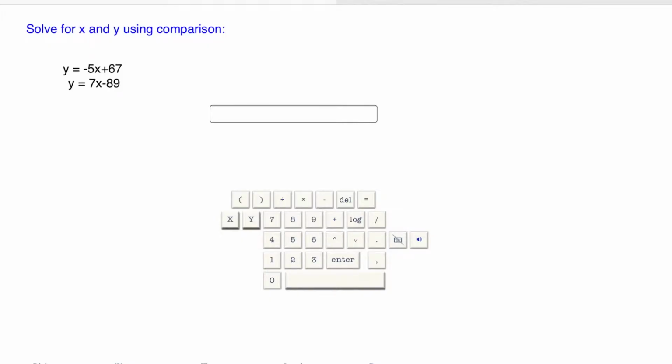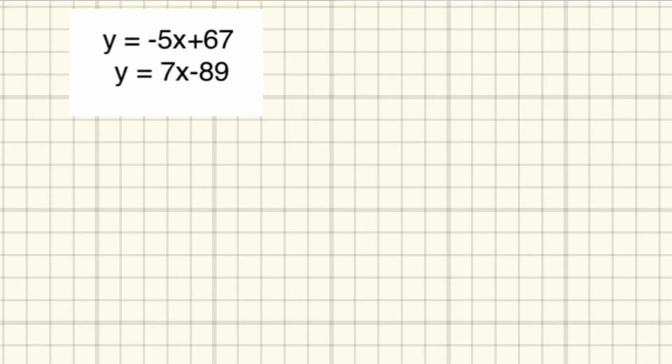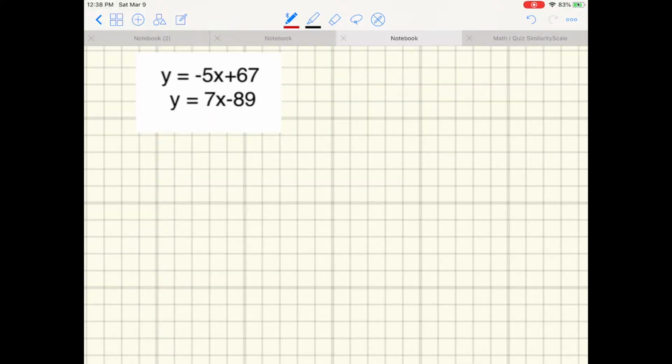Here's a level 2 type question. Solve for x and y using comparison. We have y is equal to negative 5x plus 67 and y is equal to 7x minus 89. These two equations are y is equal to.